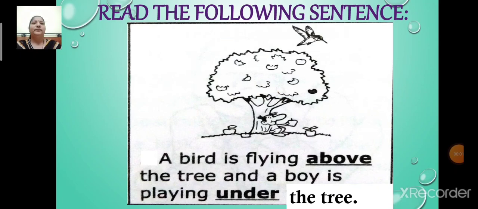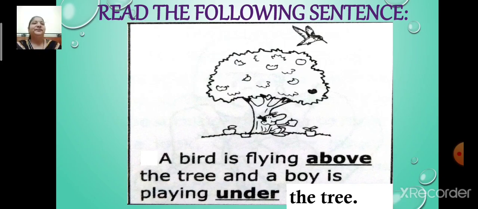Now, read the following sentence. A bird is flying above the tree and a boy is playing under the tree. I repeat, a bird is flying above the tree and a boy is playing under the tree. So children, the underlined words above and under are opposite to each other.